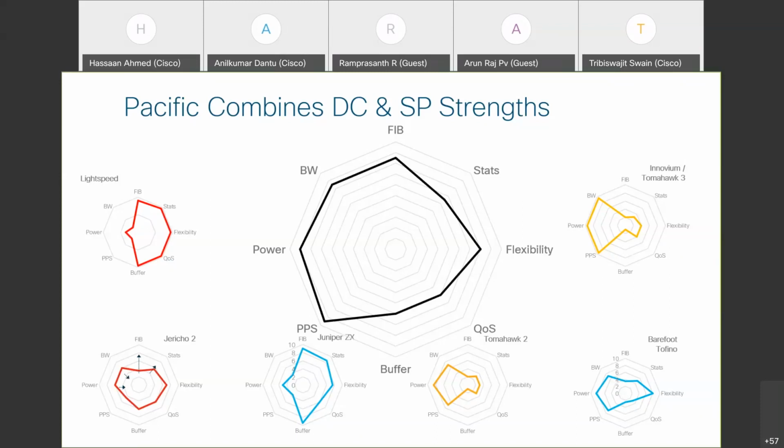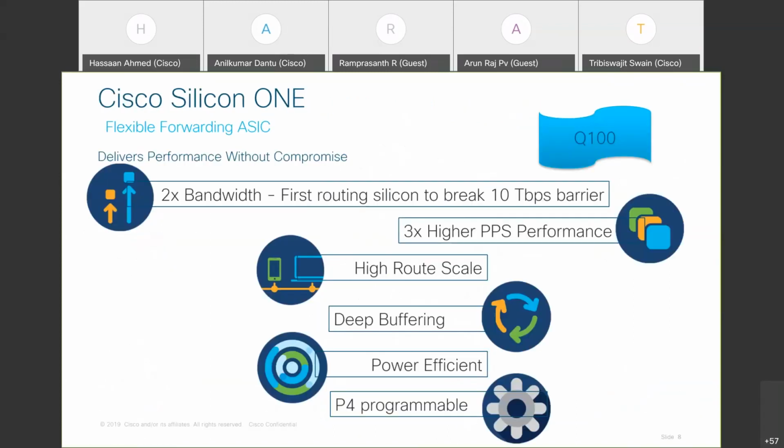So it tries to take the best from both the routing and the switching world. This diagram is counting from 0 to 10, and it is rating the chip on a scale of 0 to 10 with regard to each of these features. Any questions until now?